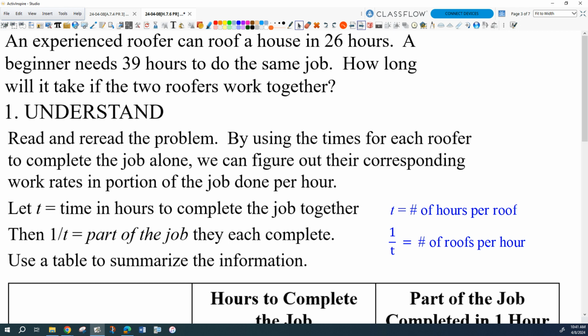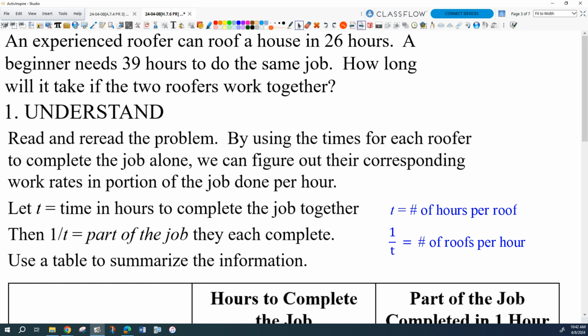Okay. So what are some things we can do? Well, always when we're looking at an application, the first thing is make sure you understand the problem. And this is just a general guideline. Anytime you're looking at an application, these are some good steps to follow if it's a challenging one. Read and reread the problem. Okay, so what are the things that we need to do here? Well, we're trying to figure out how long it's going to take both of them working together.